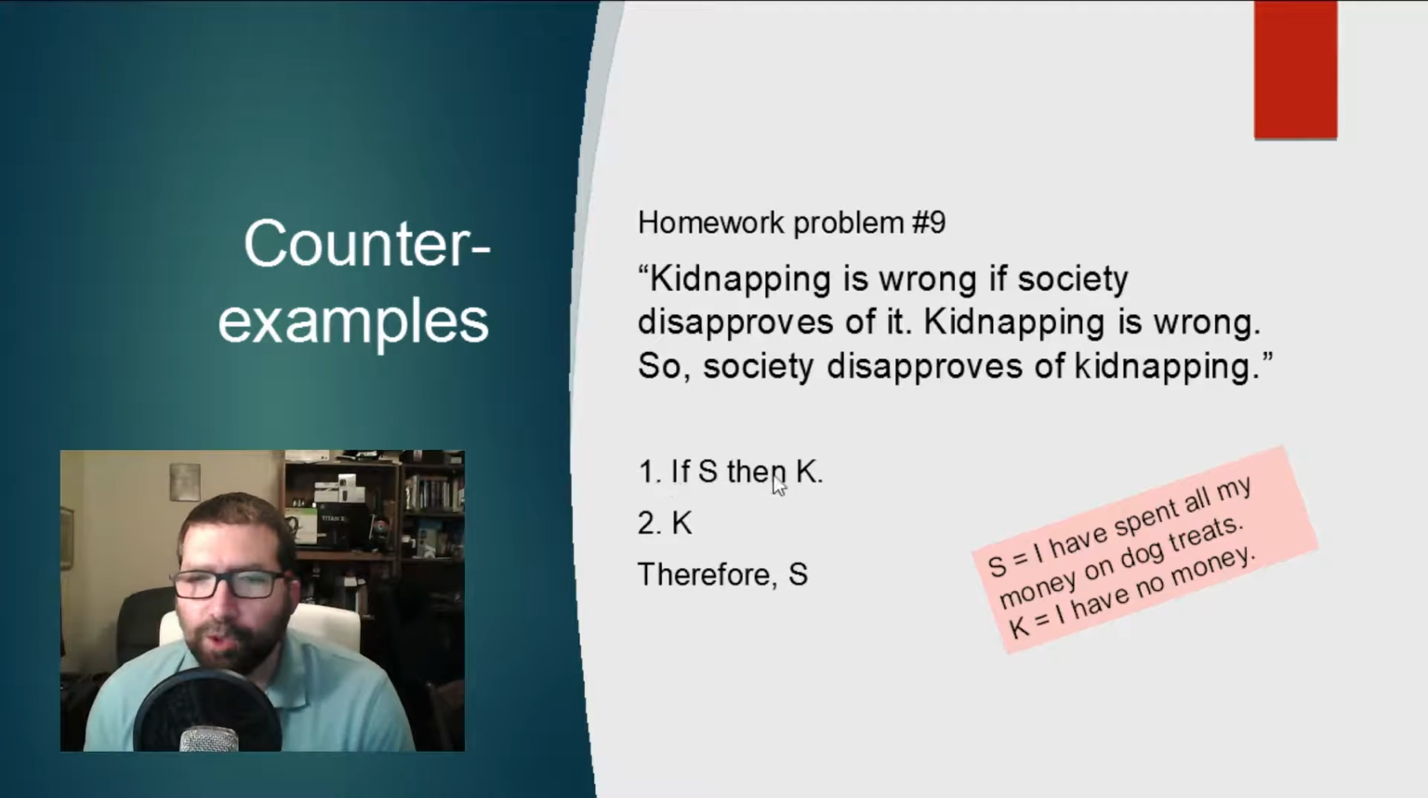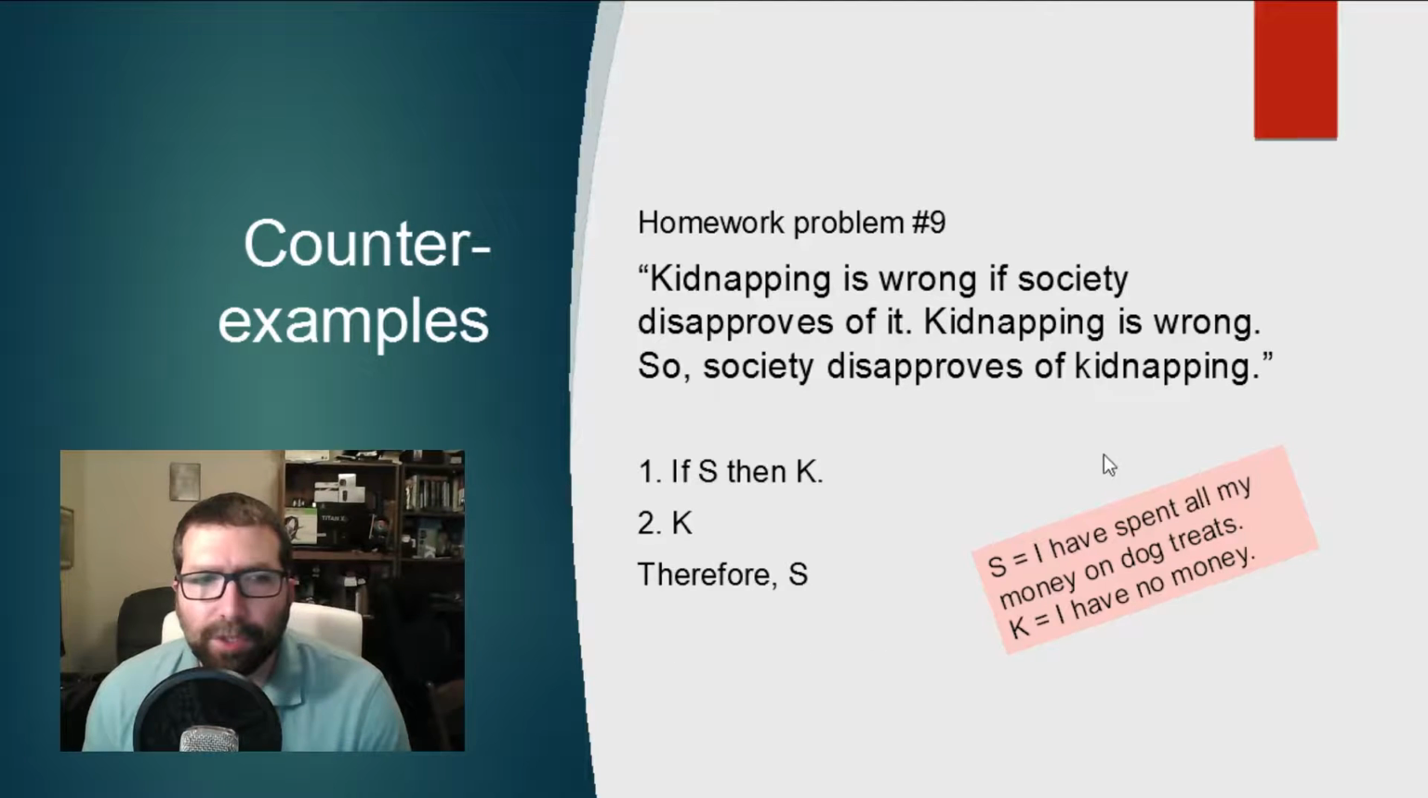So we have a true premise. If I spend all my money on dog treats, then I would have no money. That's true. And second premise, I have no money. That's true too. So then therefore, I spent all my money on dog treats. That's false. So you have true premises and a false conclusion, and so you would demonstrate that that argument cannot possibly be valid.